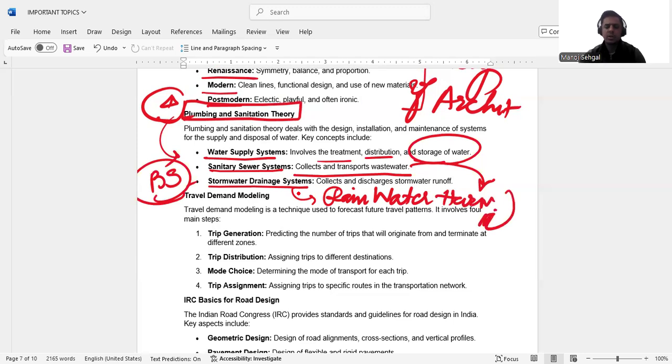And we have already discussed the runoff coefficient that is attached with rainwater harvesting. So in this particular case of plumbing and sanitation theory, we need to learn the basics of rainwater harvesting as theoretical concepts.